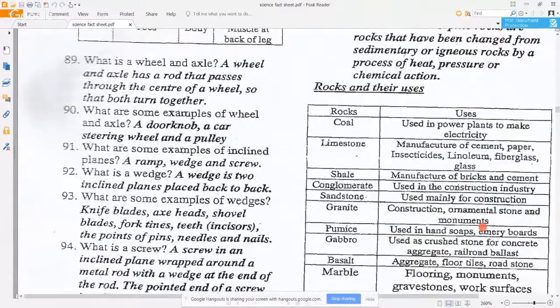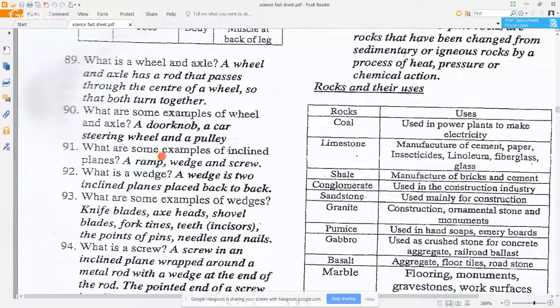Number 89. What is a wheel and an axle? A wheel and axle has a rod that passes through the center of a wheel, so they both turn together. Remember, if we have just the wheel and no axle, we don't consider that a simple machine. That would be a roller. Okay. Number 90. What are some examples of a wheel and an axle? Well, we have a door knob, a car steering wheel, and a pulley.